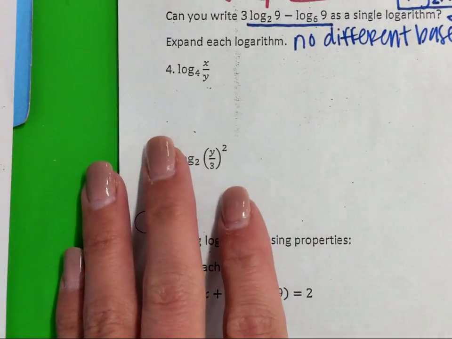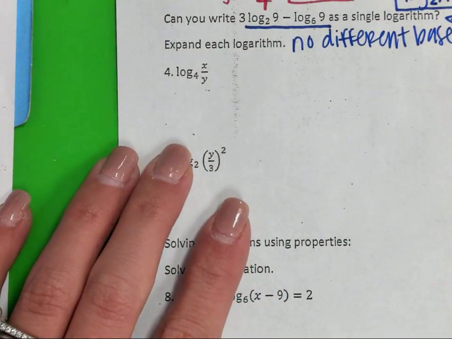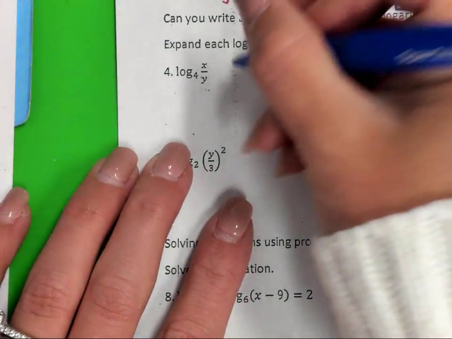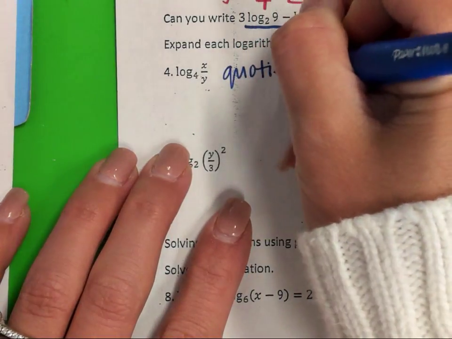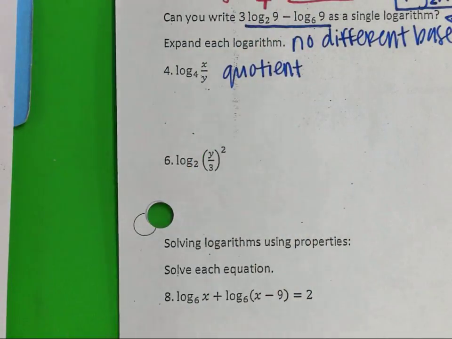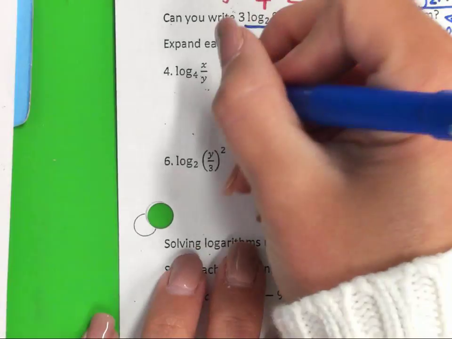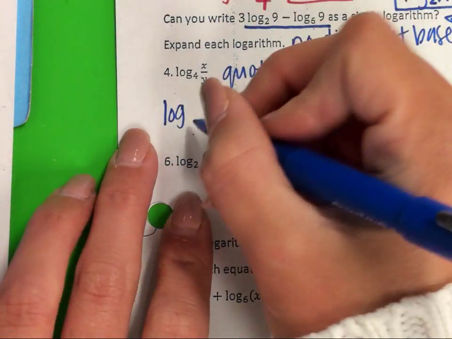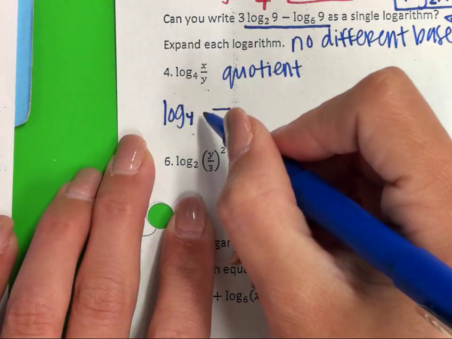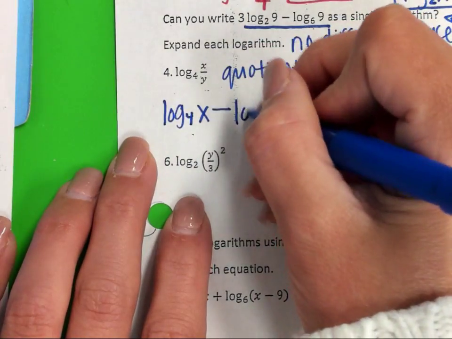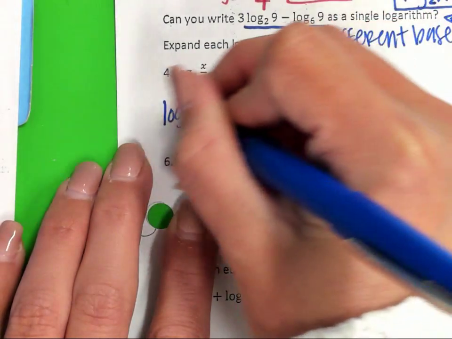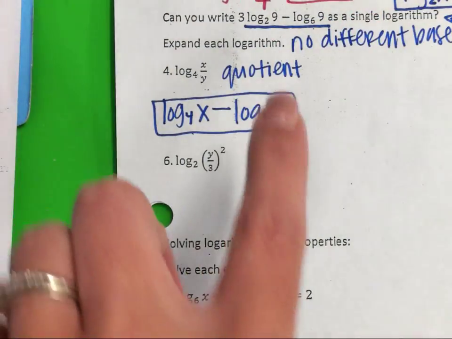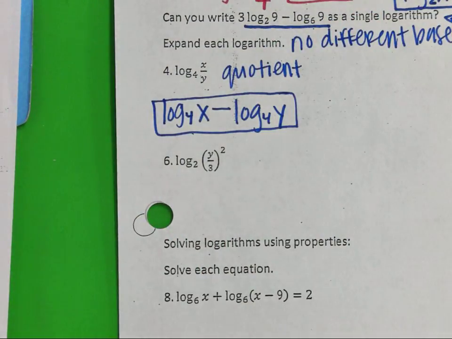So tell me the property that's going on in number 4. Quotient, because there's what involved? Very good. So we are going to write them as 2 separate logarithms, and what's going to be in between them if it's quotient? A subtraction sign. Good. All right. Does the base change, the 4? Nope. It's going to be log base 4 of, minus. That's it. So this time we're given a single logarithm. We're splitting it up using properties.